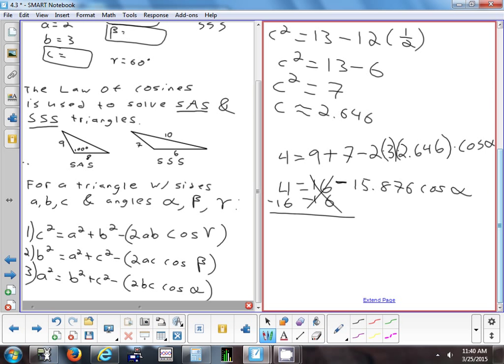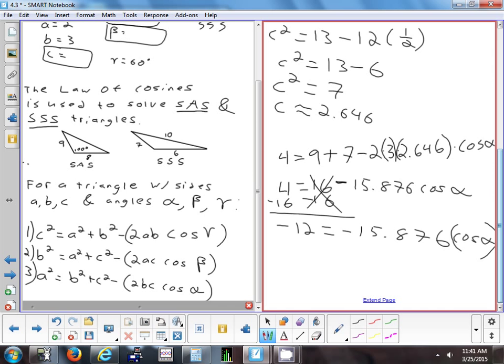And JC, what does that give me? Negative 12. Good. Negative 12 equals negative 15.876 cosine alpha. I'll put parentheses just to remember this is multiplication. Think of this problem as if you were solving something like this in algebra. Now you have a number on one side equals a number times something you don't know. Divide by the number that's next to your letter, on each side.